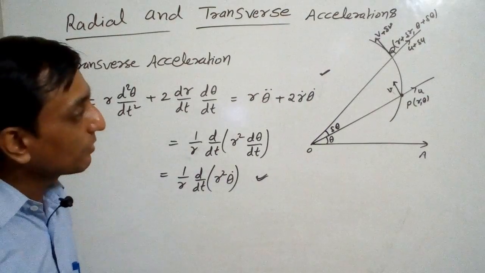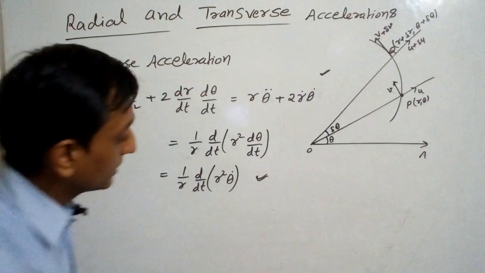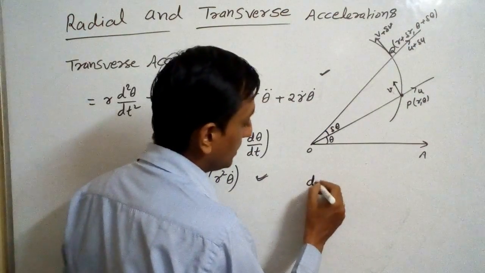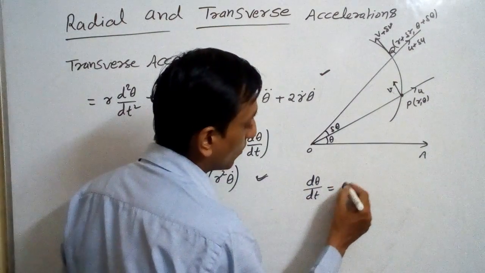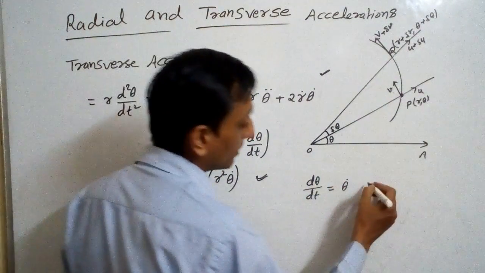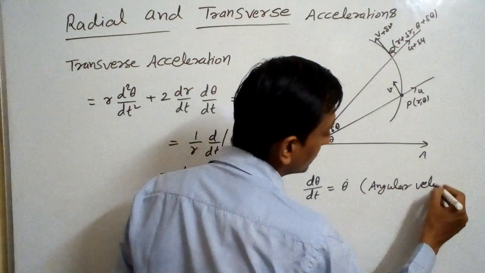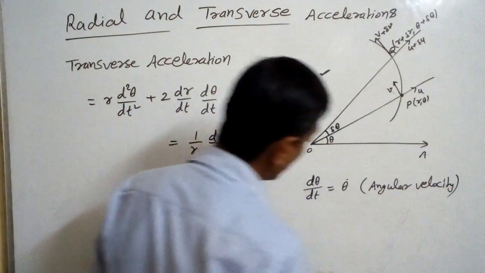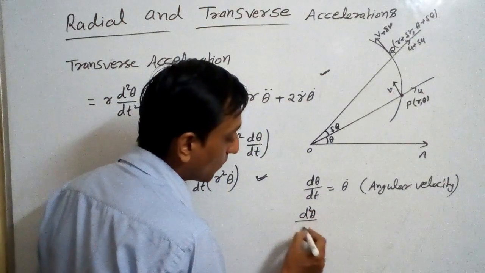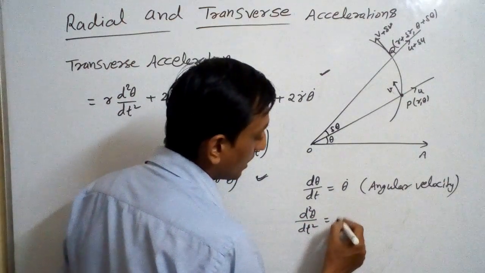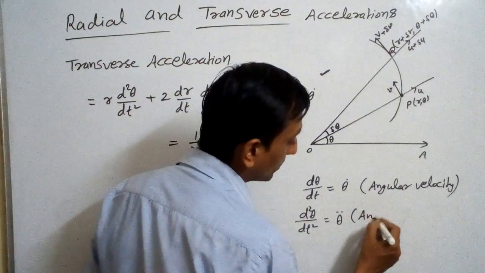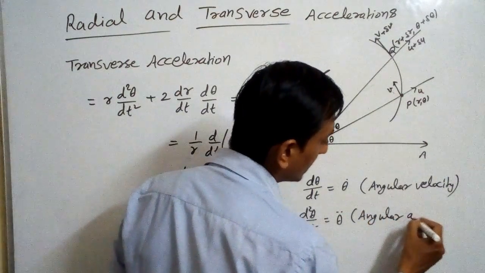Some terminology we also use: d theta/dt, or theta dot, is called angular velocity, and d2 theta/dt square, or theta double dot, is called angular acceleration.